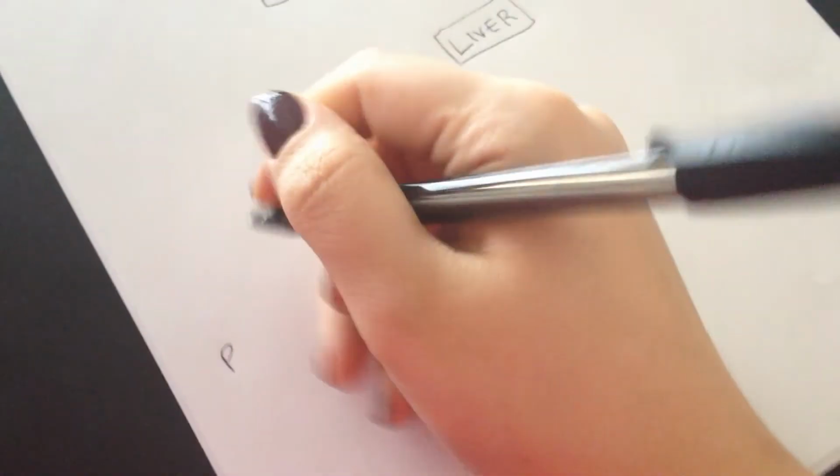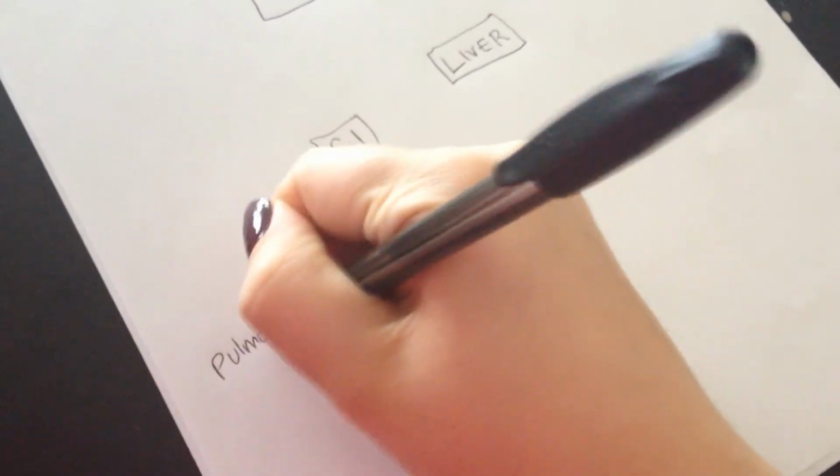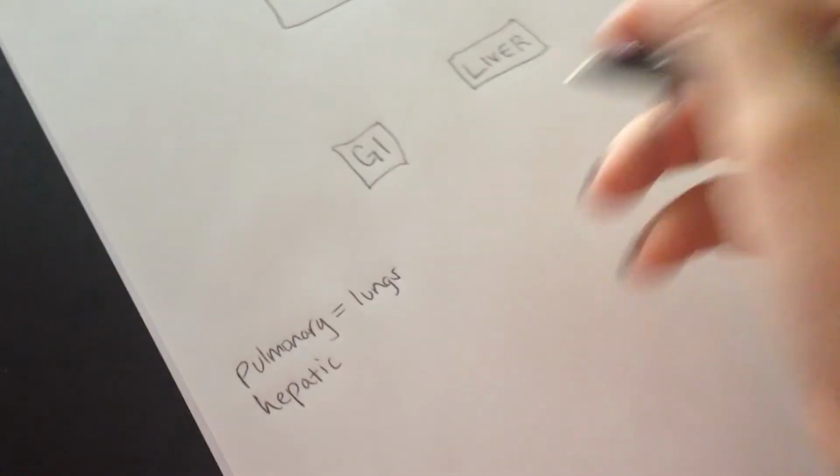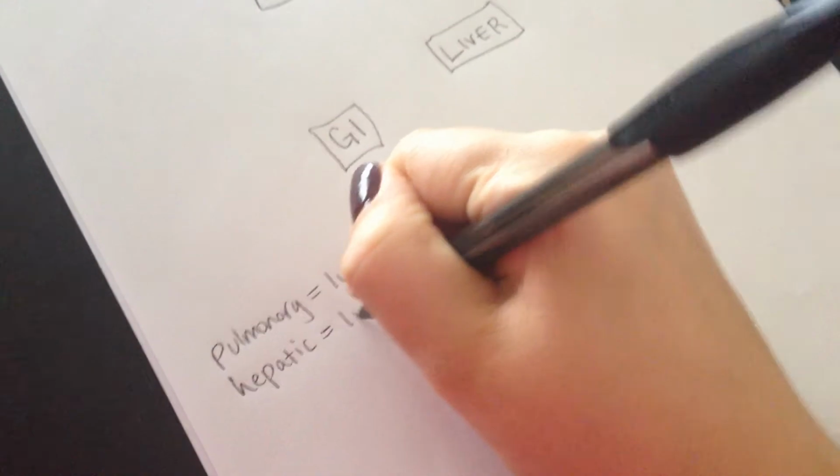So, the first thing that I want you to know before we go on is that when you see the word pulmonary, usually that's referring to the lungs. So we're going to say pulmonary equals lungs. When you see the word hepatic, that's usually referring to your liver. So we're going to say hepatic equals liver.